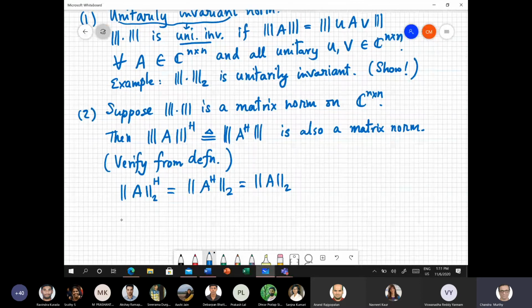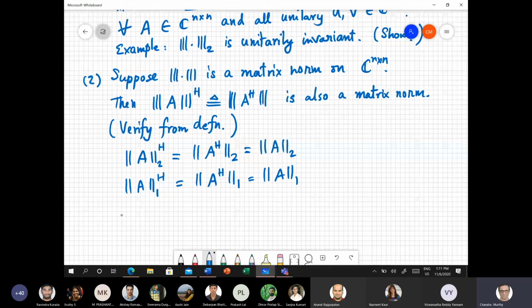And similarly, we defined the 1 norm of A to be the sum of the magnitudes of all the entries of A. So similarly, if I define this H norm to be the 1 norm of A Hermitian, then again taking the conjugate transpose doesn't change the magnitudes of the entries in A. So this is also equal to the 1 norm of A. So this is what we call the L1 norm.